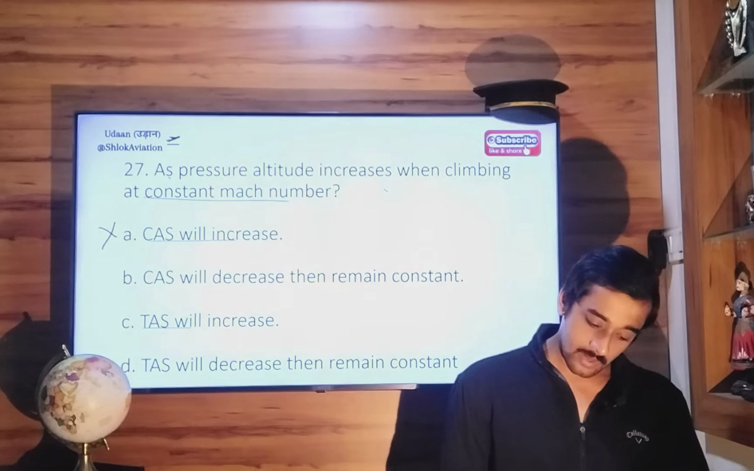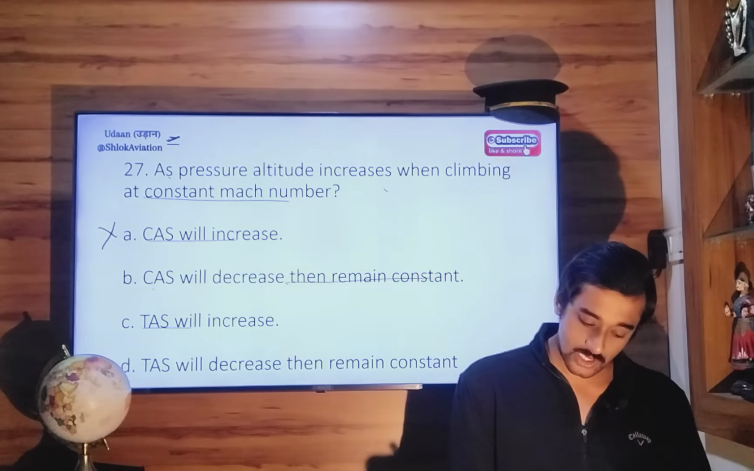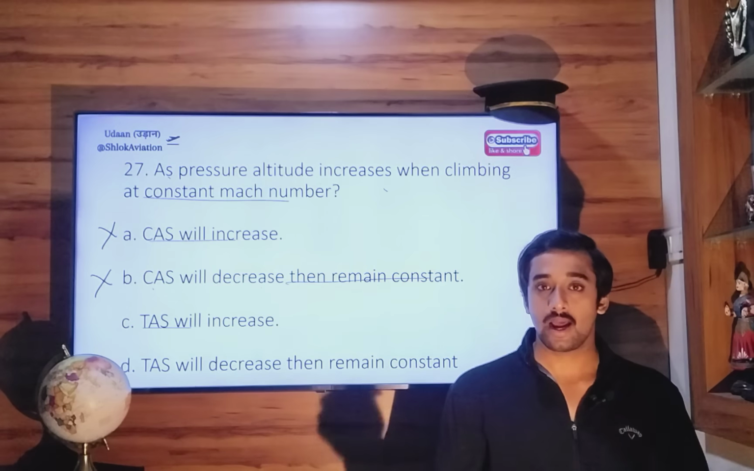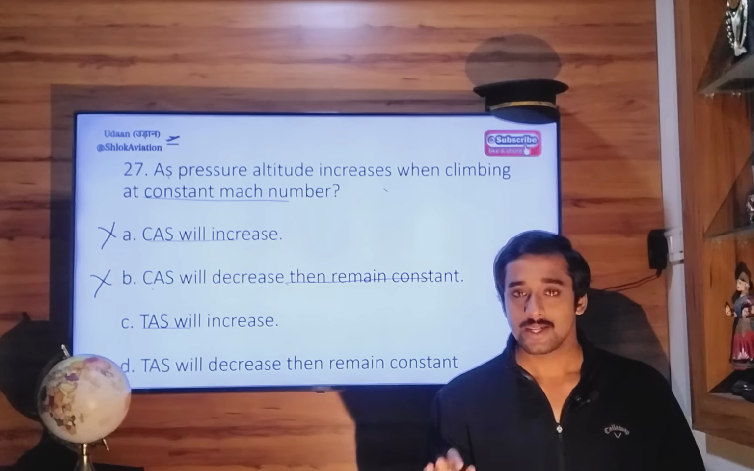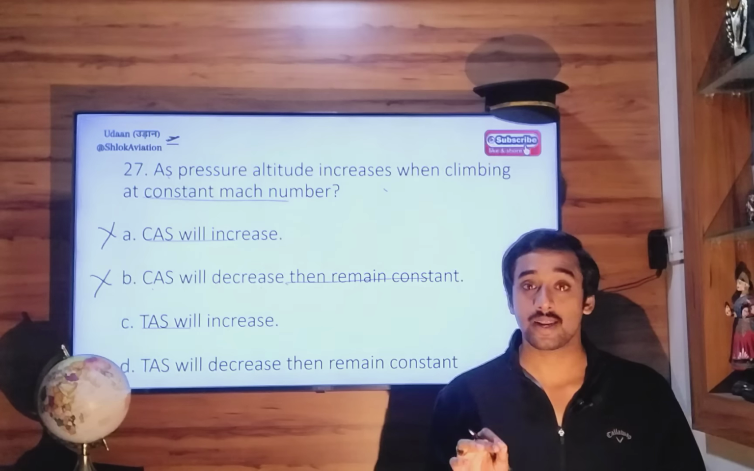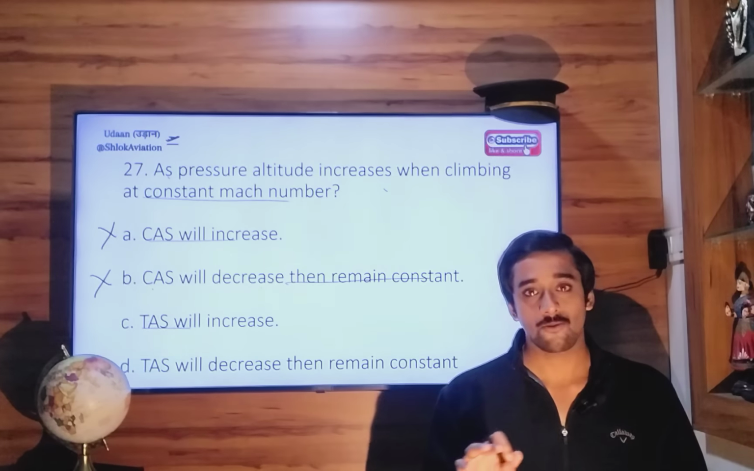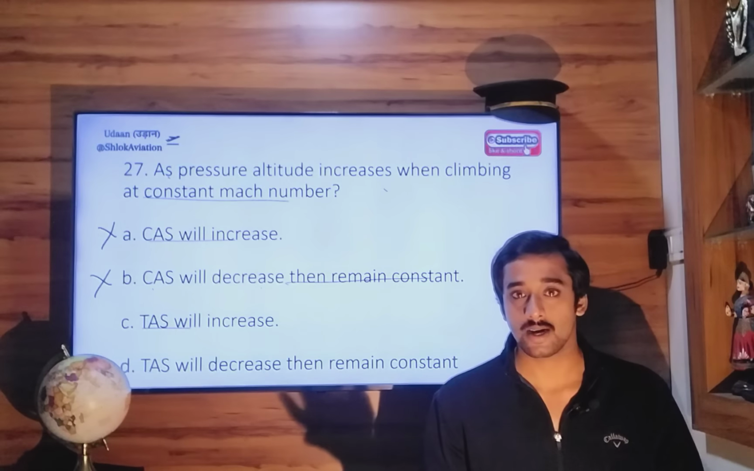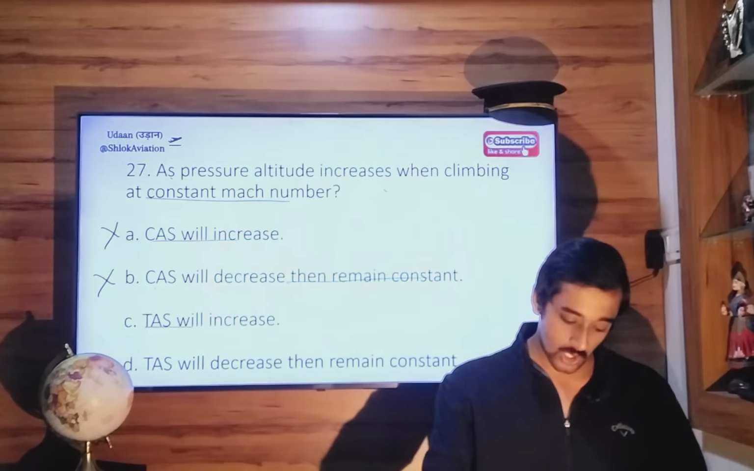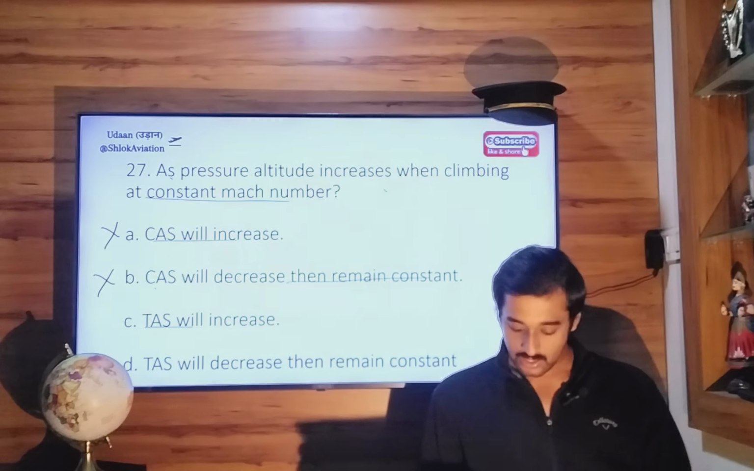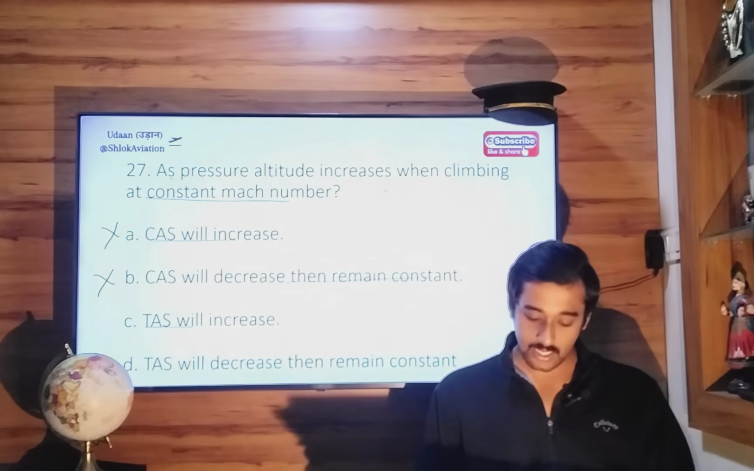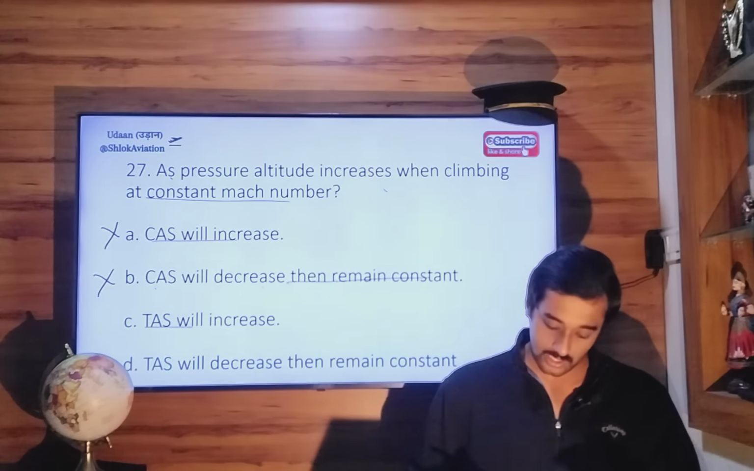So calibrated airspeed will increase? No. Calibrated airspeed will decrease, then remain constant? No. As you go to higher and higher altitudes, atmospheric pressure keeps falling, so calibrated airspeed is expected to continuously fall. It won't remain constant at any level in the atmosphere. So Bravo is also eliminated. Now we are left with TAS: TAS will increase, TAS will decrease, then remain constant.